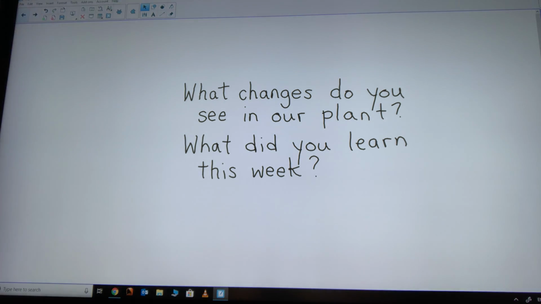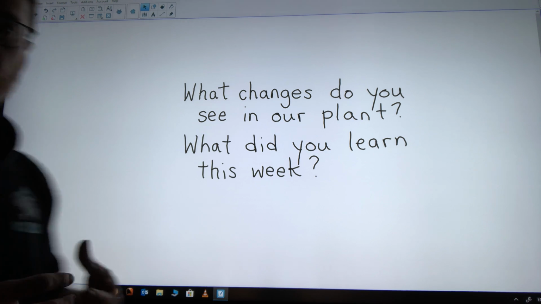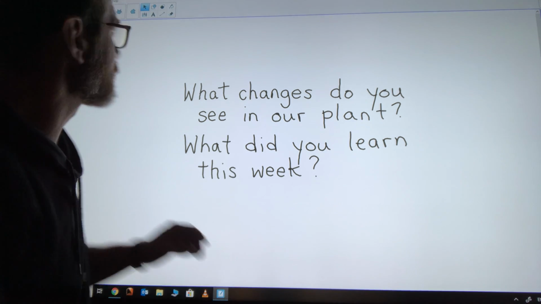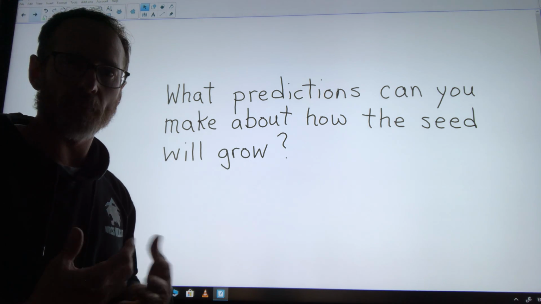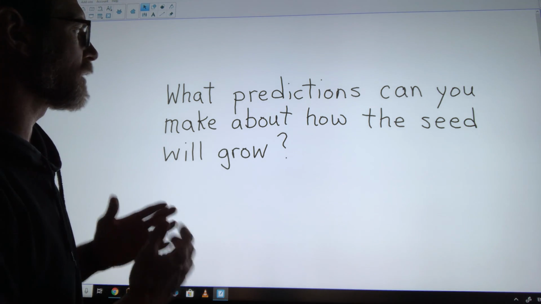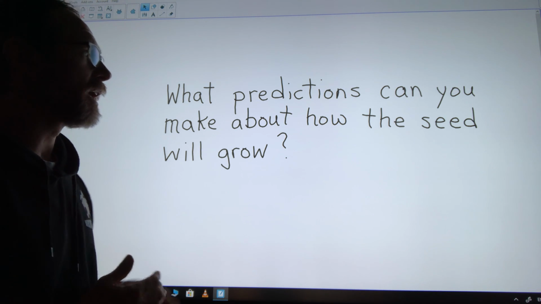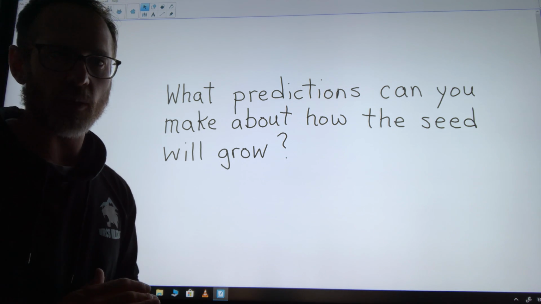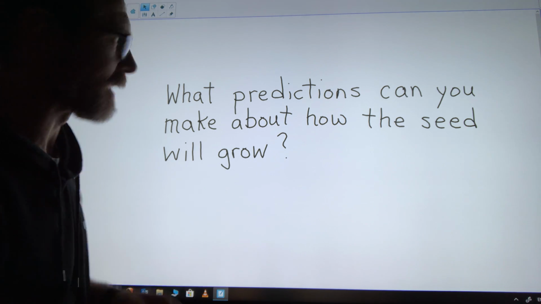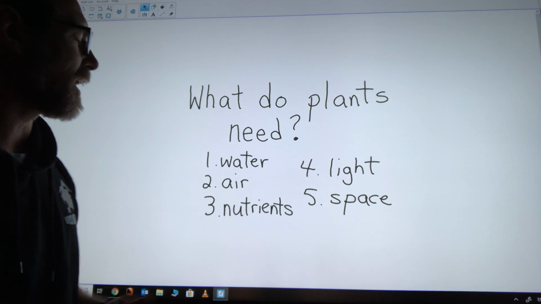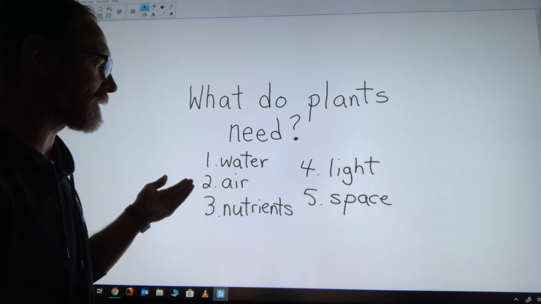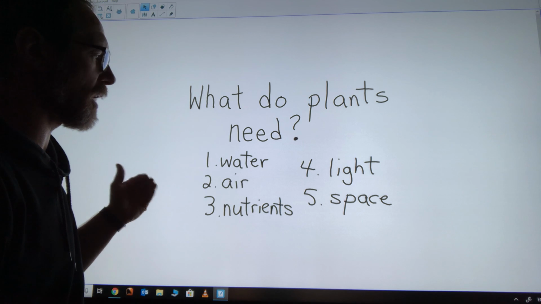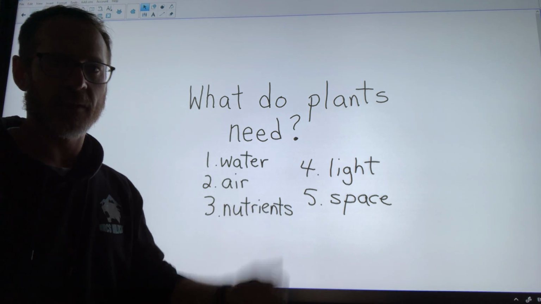As far as what we learned this week, well, let's take a quick review of the different assignments that we did throughout the week in science. So the first one we talked about was just about what it took to plant a seed and what predictions we can make about it. If your prediction was that at the end of the week we wouldn't see much difference, then you were exactly right. The next day we talked about what plants needed, right? And so our plants need 5 main things: water, air, nutrients, light, and space.